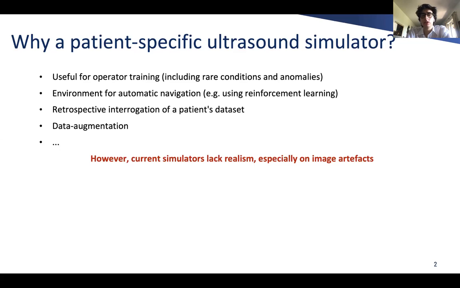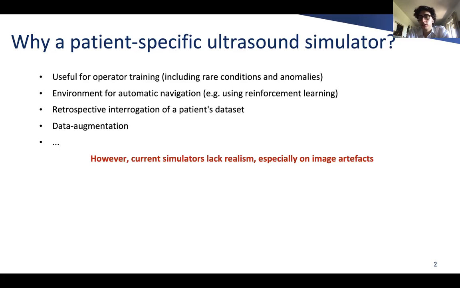Secondly, the simulator could provide an environment for automatic navigation, which will be helpful to develop, for example, a fully automated scanner which will be trained through reinforcement learning. Finally, if it is ethically accepted, one could use the simulator for retrospective patient analysis and for data augmentation.